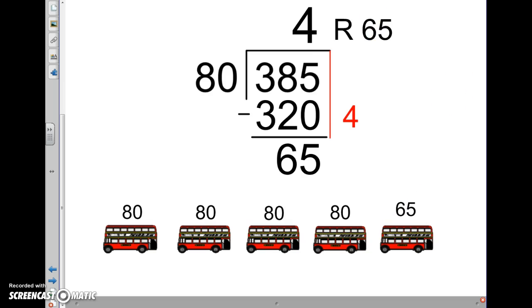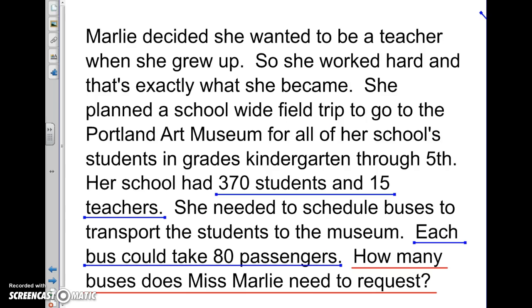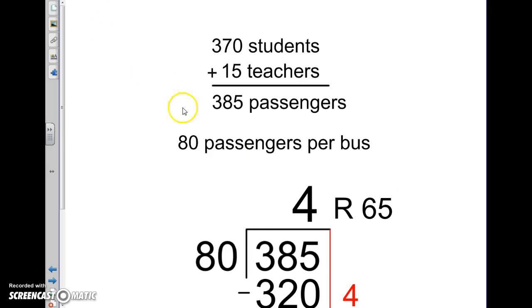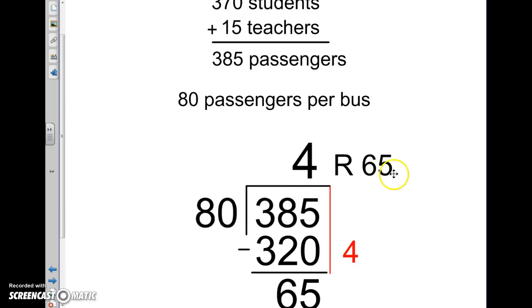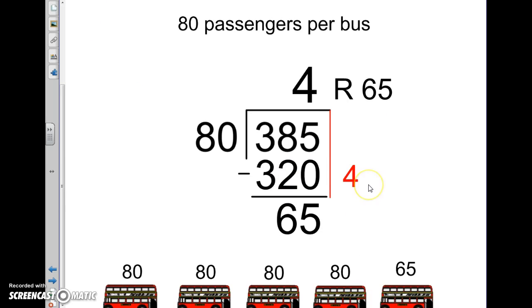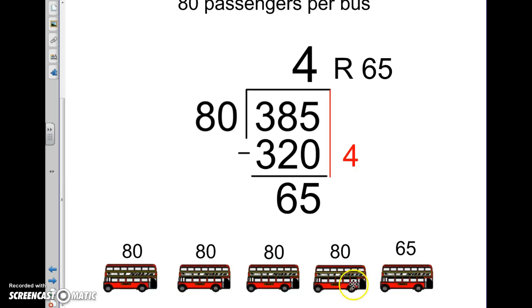So even though the answer to this division problem is 4 with a remainder of 65, using it logically with reason as far as the context of this word problem, how many buses she needs, she can't just get 4, because if she just gets 4, there's going to be a whole bunch of sad, disappointed people left behind. She needs to order 5 buses to get all 385 passengers on the trip.